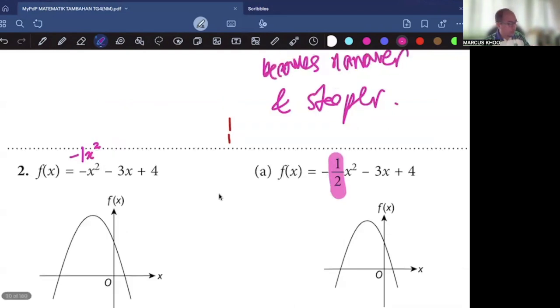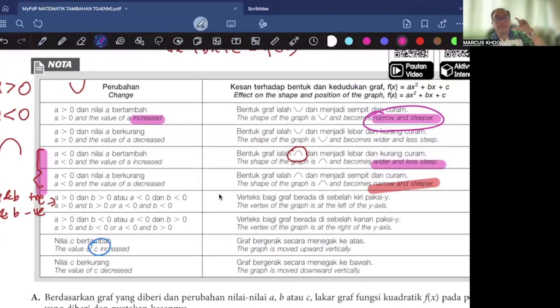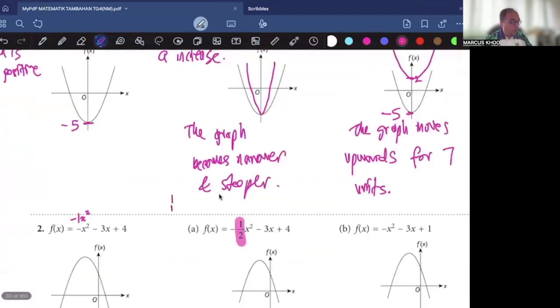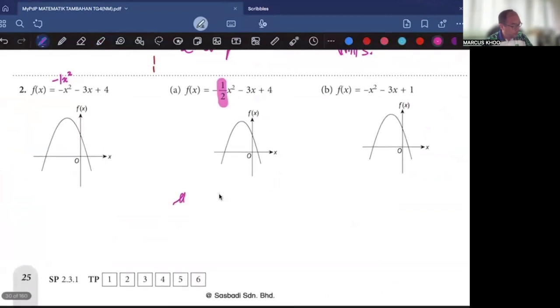Okay, what does this mean? Take a look at the notes. Negative 1 becoming negative half means your A is getting bigger. So A is less than 0 and the value of A increases. Negative 1 becomes negative half, which is larger. So our graph will become wider and less steep. You can write here: the graph becomes wider and less steep.